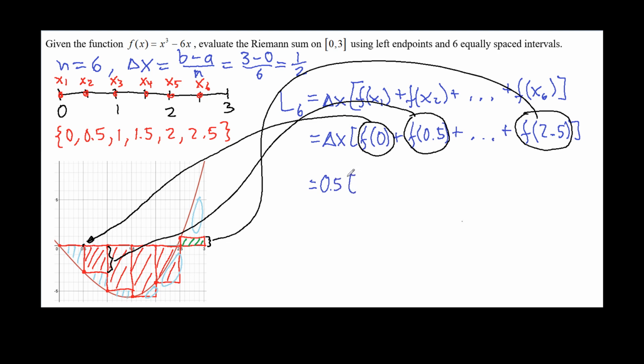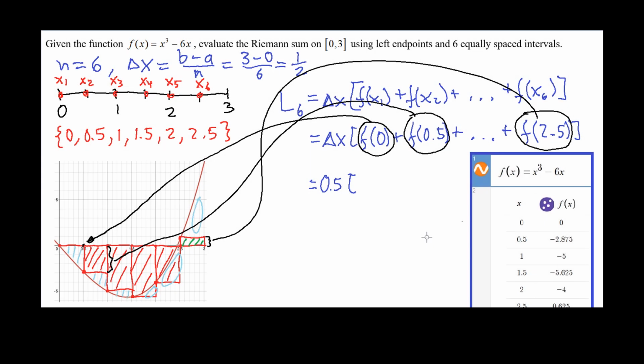And now we need to calculate the function value at each one of these partition points. And for that, I suggest we use a calculator. In my case, I'm using the Desmos calculator. So here's my table of values. Notice that here are my partition points from 0 to 2.5, and here are my function values that I now have to add up. And that sum is going to yield negative 16.875.